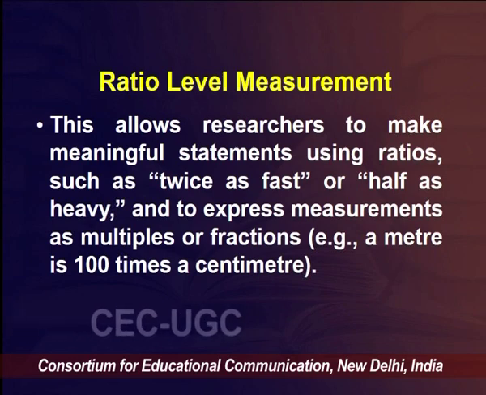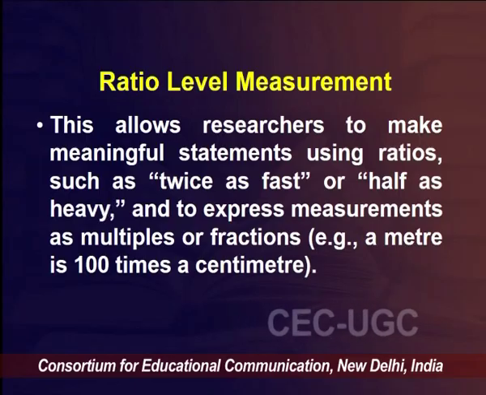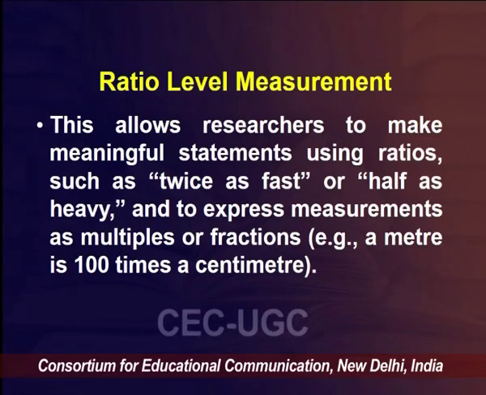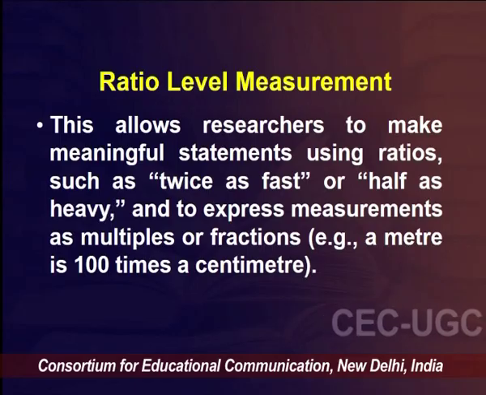Ratio level measurement allows researchers to make meaningful statements using ratios, such as twice as fast or half as heavy, and to express measurement as a multiple or fraction. For example, a meter is 100 times a centimeter. Unlike other scales, the ratio scale supports the full range of statistical analysis, addition, subtraction, multiplication, division, because of its equal interval and absolute 0. You can compare values directly and calculate meaningful averages, variance, and use inferential statistical tests.